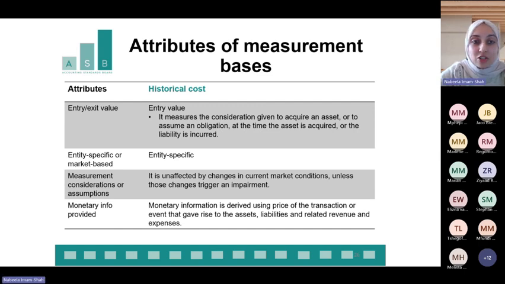So with items measured on a historical cost basis, the amount that the item is recognized as initial measurement stays the same throughout the asset or liability's life. It changes then with your depreciation, for example, for an asset or impairment. What monetary information is provided with this measurement base? Here, the monetary information is derived using the price of a transaction or event that gave rise to the assets, liabilities, and related revenue and expenses.